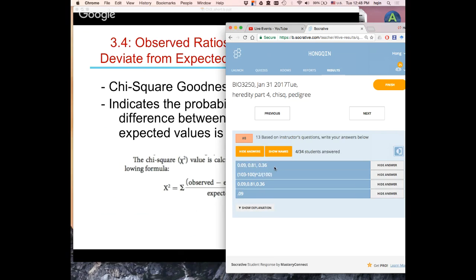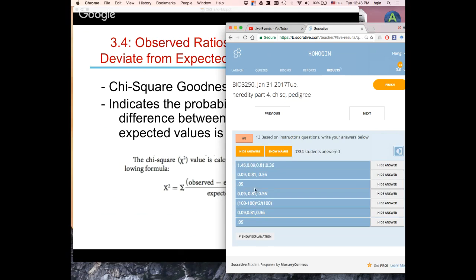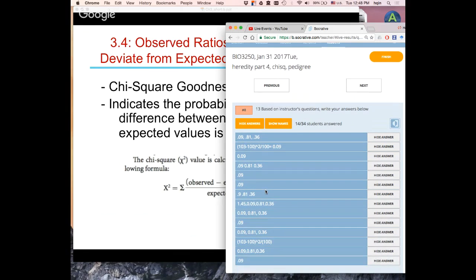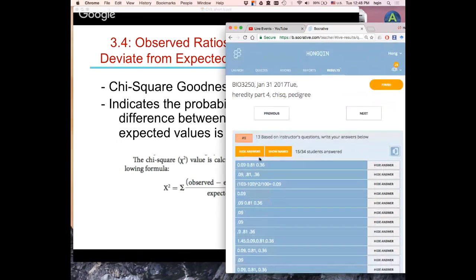So this is your second, that's fine. 0.09, 0.81. Oh, someone here is very fast. 0.09, 0.81, 1.45. Okay, look at the majority, give me 0.09, 0.81, 3.6 there. Okay, let's see.